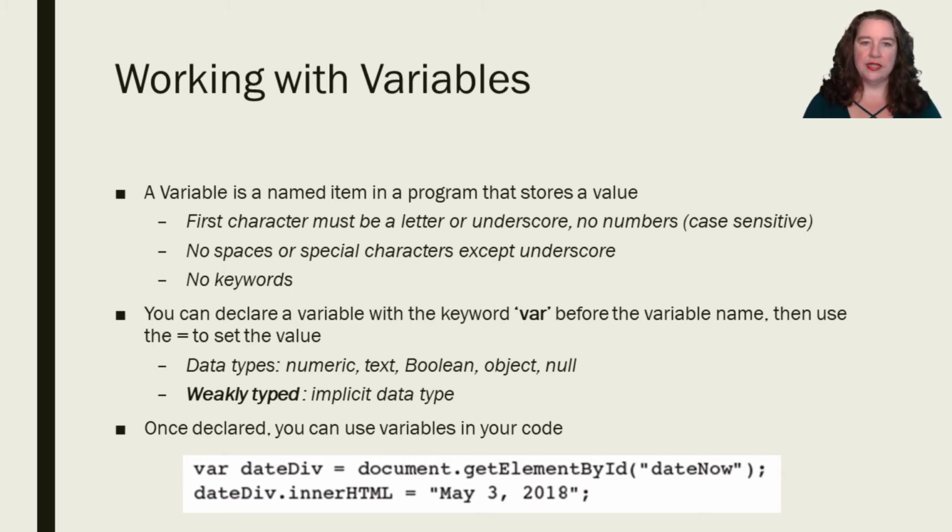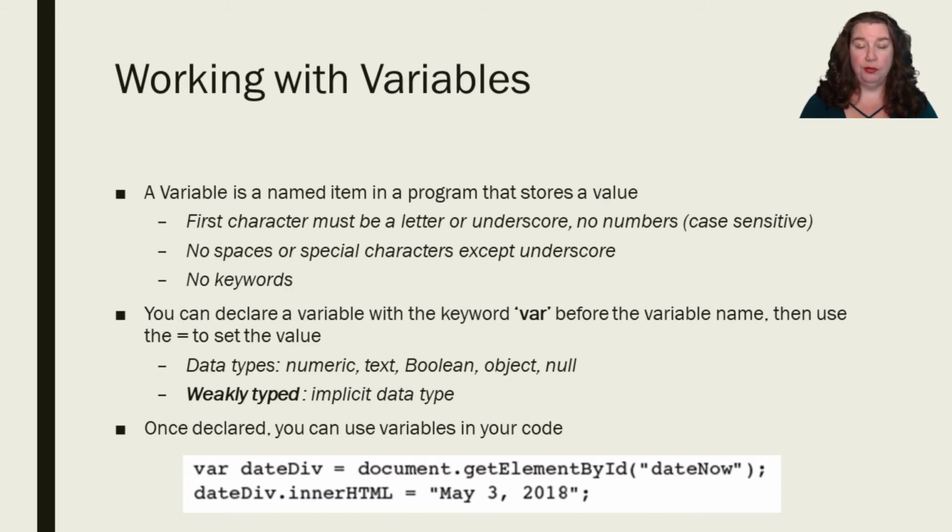When you create a variable, you use the keyword var, V-A-R, for variable, before the variable name. Then you use an equal sign to assign the value, or to set the value. So in this case, I have done a date div, which is the div element that I have that has date now, and I have set the variable date div equal to whatever that object is. Variables can be objects.